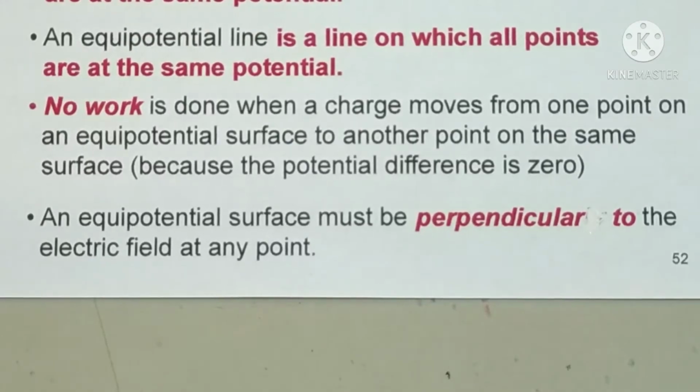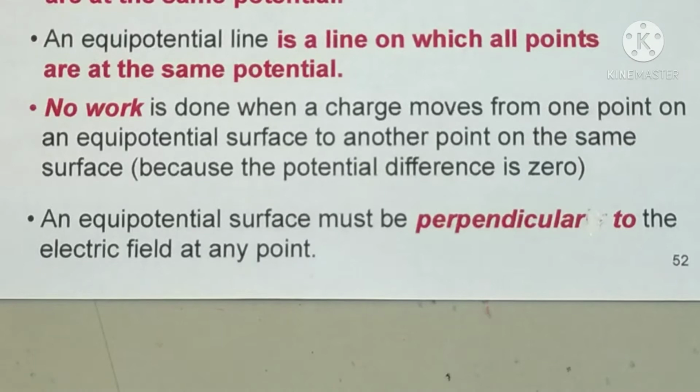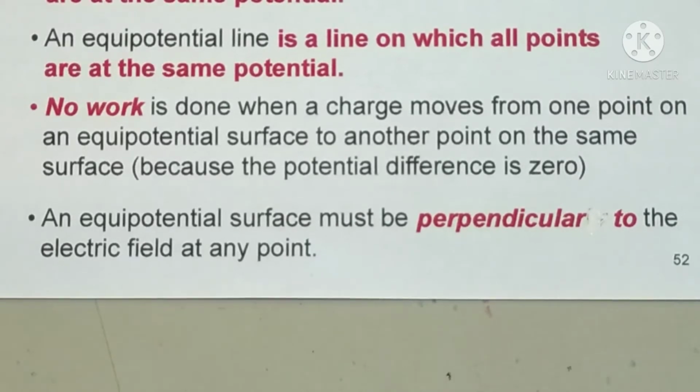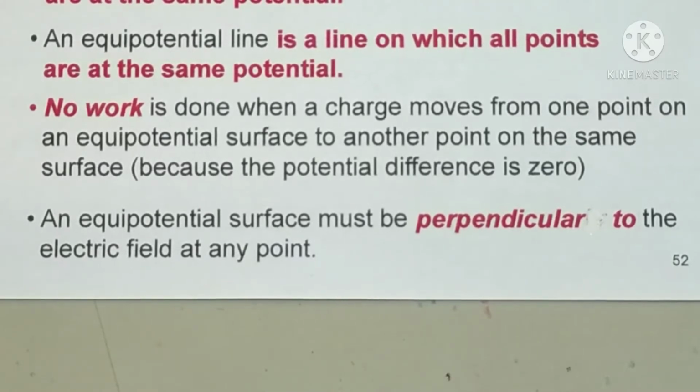These are the 3 important points for equipotential lines and surfaces. The first point is that an equipotential line is a line on which all points are at the same potential, followed by no work is done when a charge moves from one point on an equipotential surface to another point on the same surface. It is because the potential difference is 0. And finally, an equipotential surface must be perpendicular to the electric field at any point.